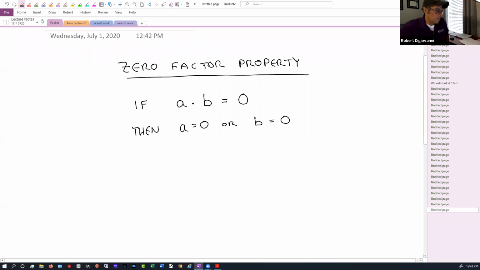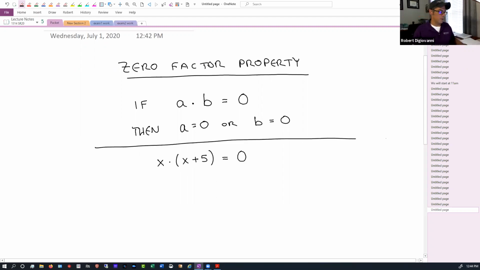All right, let me try and explain. What if I had x times (x plus 5)? What if I told you that when you multiply those together, you get 0? If two things multiply to be 0, this property says one of them has to be 0. There's no way to get 0 without one of those two things being 0.